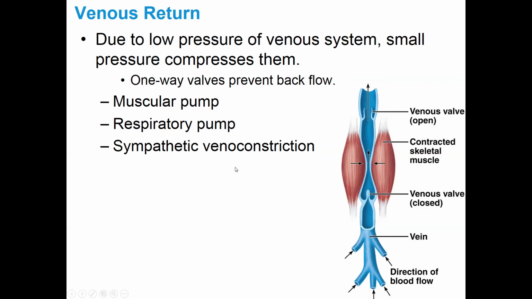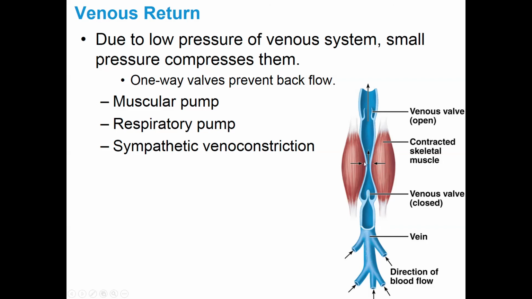All right, so venous return. Remember that venous return is blood flow coming back to the heart. So the way that venous return works, there are three things that contribute, or three ways that we affect blood flow back to the heart. The first one on there is the muscular pump, and the muscular pump is what's being depicted there.